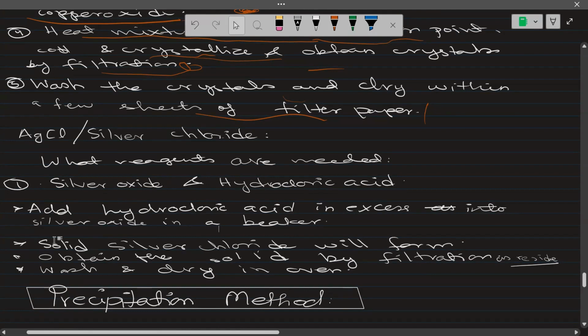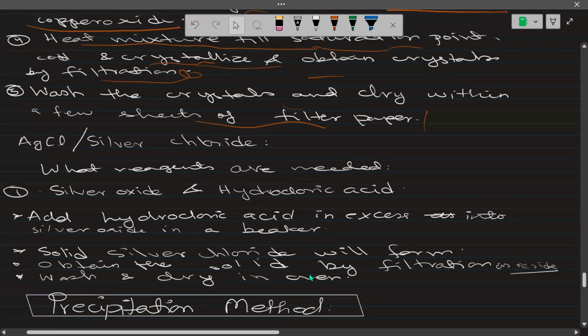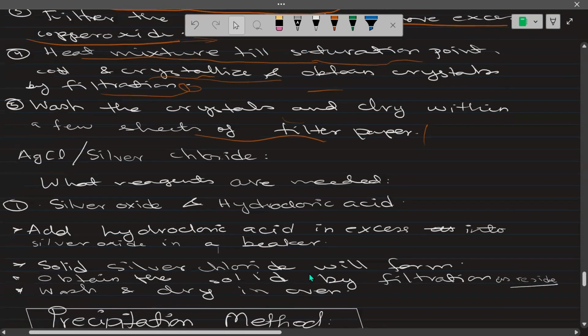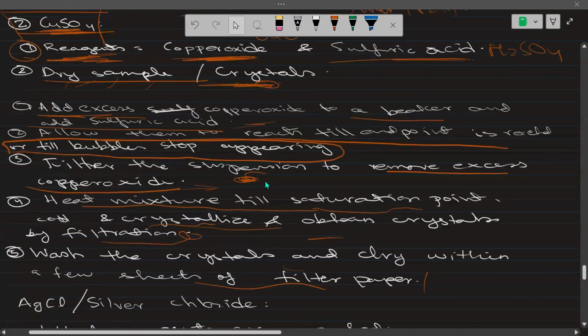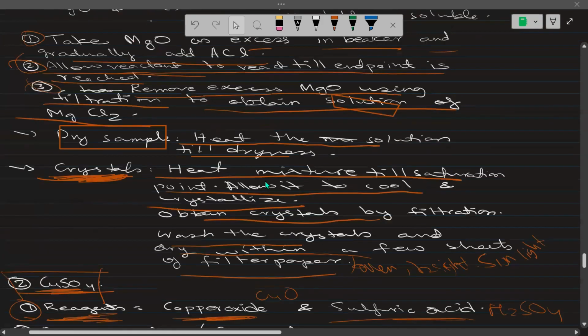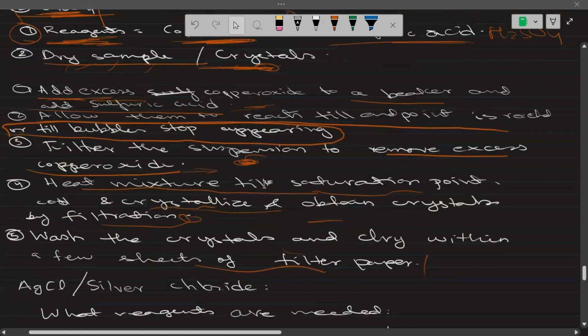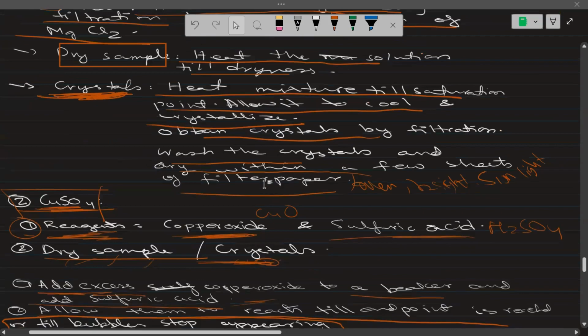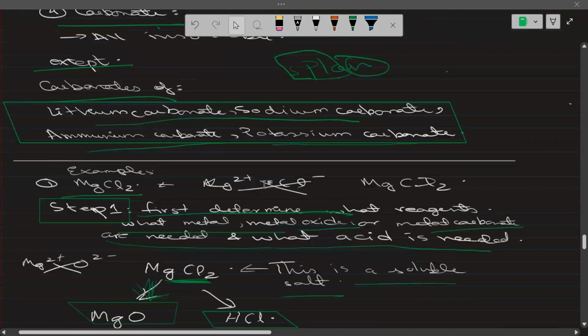Solid silver chloride will form. Obtain the solid by filtration as residue. Wash and dry in an oven. So this is easy for silver. Till now, we have done three examples: AgCl, silver chloride, copper sulfate, and also magnesium chloride.